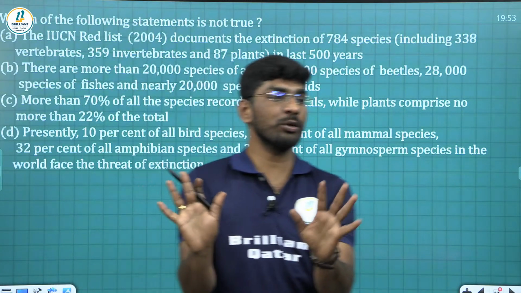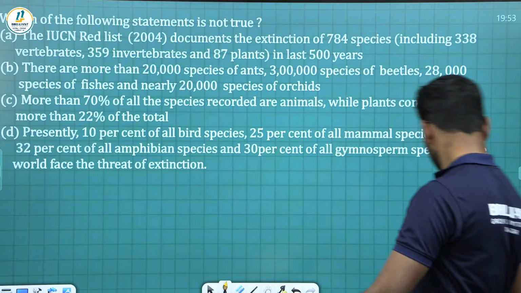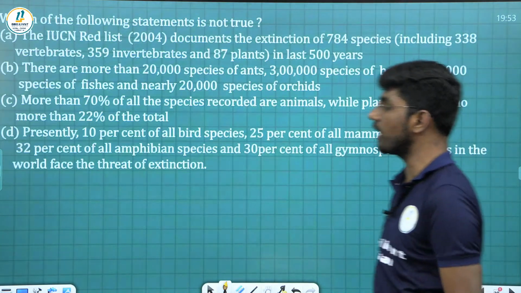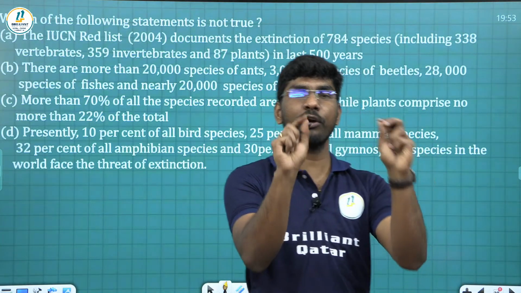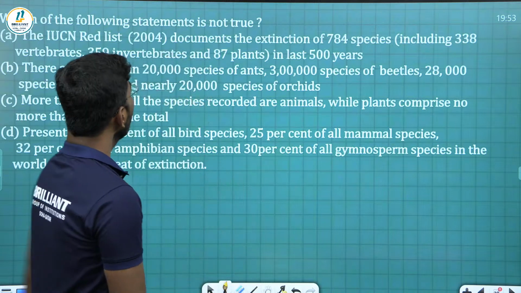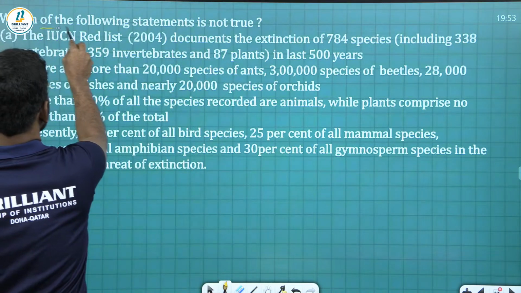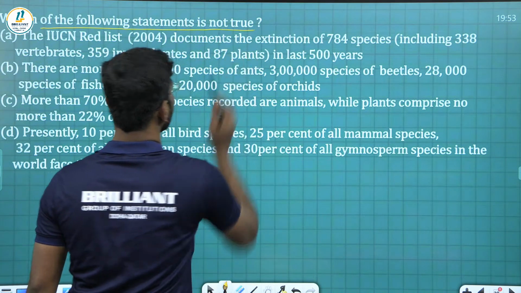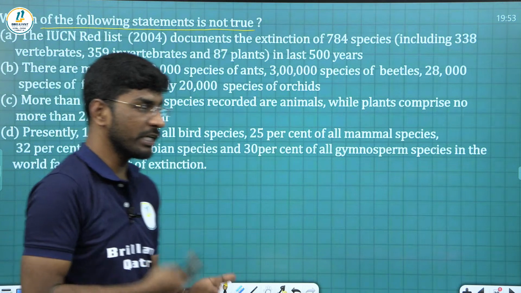What about this? Something is wrong in this question, but I think this is the last question. One more question is there, I think so. This is the last question. One option is wrong. Try. Which of the following statements is not true is given. Find out. What is not true?